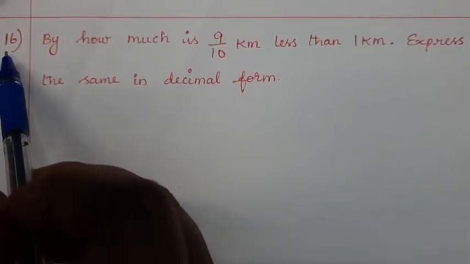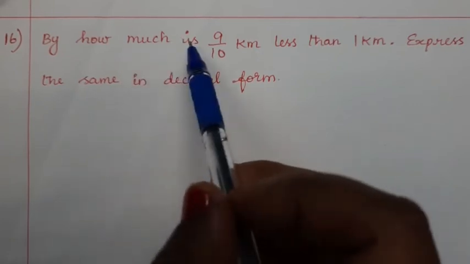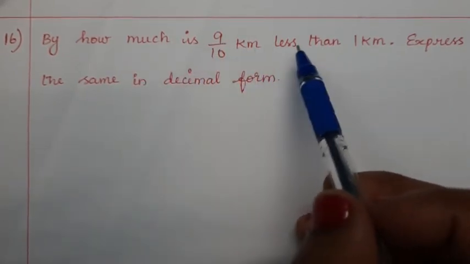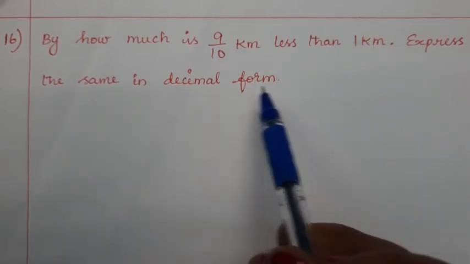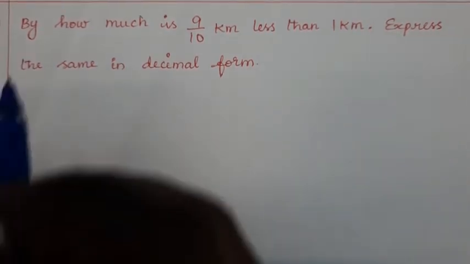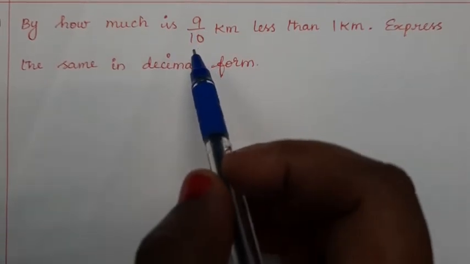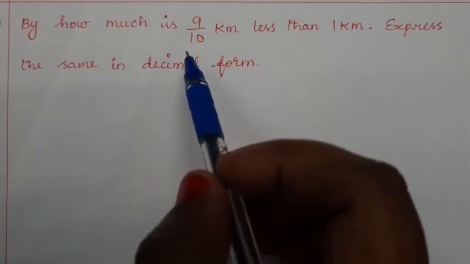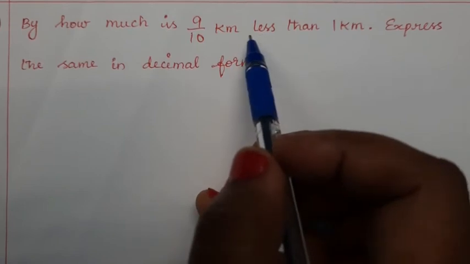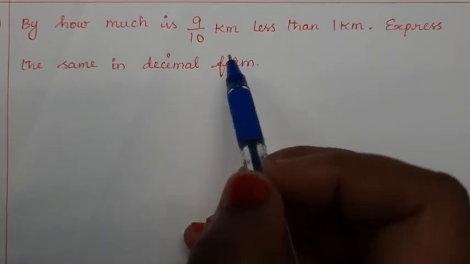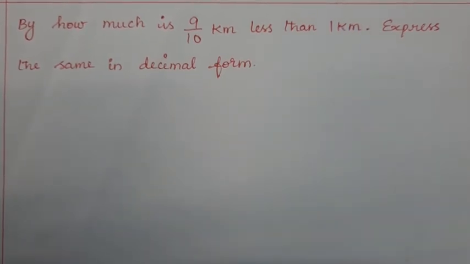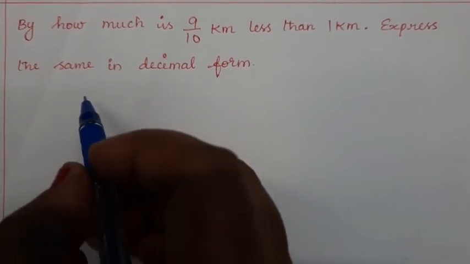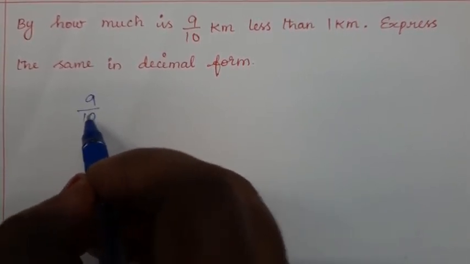Now question number 16. By how much is 9 by 10 kilometer less than 1 kilometer? Express the same in decimal form. To find how much is 9 by 10 kilometer less than 1 kilometer, we should find the difference between 9 by 10 and 1 kilometer. For that we should subtract 9 by 10 from 1.